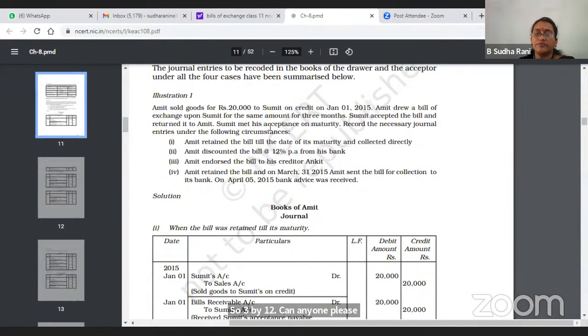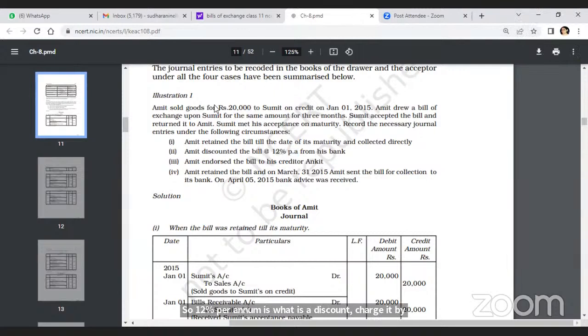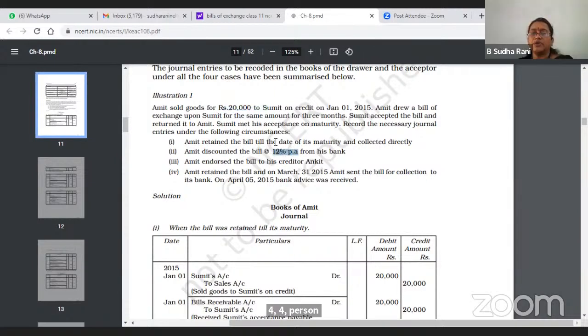So the amount of the bill discounted at 12% per annum. What is the discount charged by the bank? Can anyone please? Bill amount into rate into time. So time here is the term of the bill, 3 months by 12. Per annum means year, 1 year. 1 year consists of 12 months. But the bill is only for 3 months, the banker is giving an advance only for 3 months.